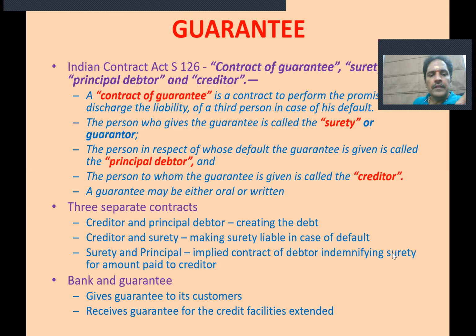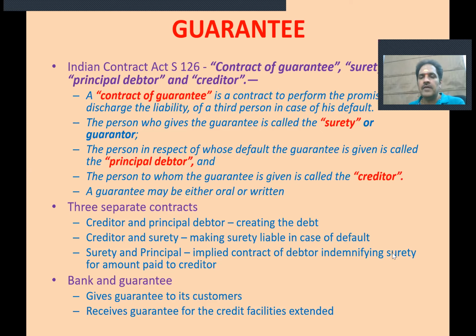That is, if the principal debtor is not able to pay the money, then I will approach you. So this is the contract with the surety, and this will be triggered only if there is a default on the part of the principal debtor. The third is an implied contract where, in case the surety is asked to pay up the money and the surety pays the money, then the money can be recovered by the surety from the principal debtor, because it is the principal debtor's obligation to pay.